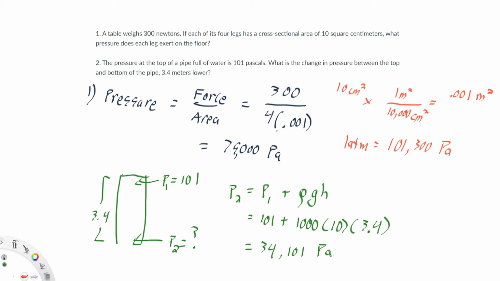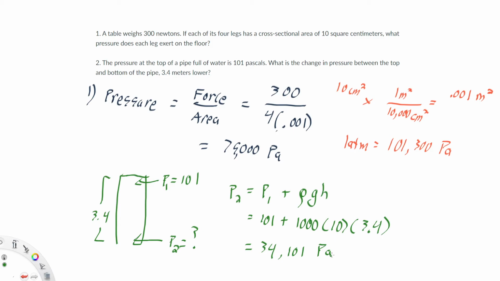Dr. Wolf, you consider P2 as the total pressure because it's below P1? Is that why you chose P2 as the total? Whether I called them P1 or P2 is kind of an aesthetic choice; the subscripts don't matter. But whatever point is below is definitely going to be at the higher pressure because it's got the weight of all that water above it. So yeah, 34,101.